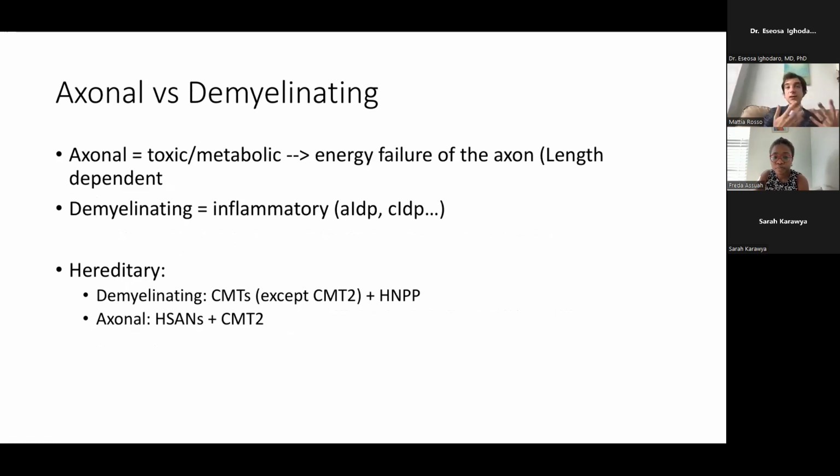Axonal processes, I think of energy failure. And I think Frida, is that how you pronounce your name? Yeah, it's Frida. Frida was making this point about diabetic neuropathy. That's definitely one that's axonal. Can you think of any, and again, everyone who wants to chime in, can you guys think of any other axonal neuropathies?